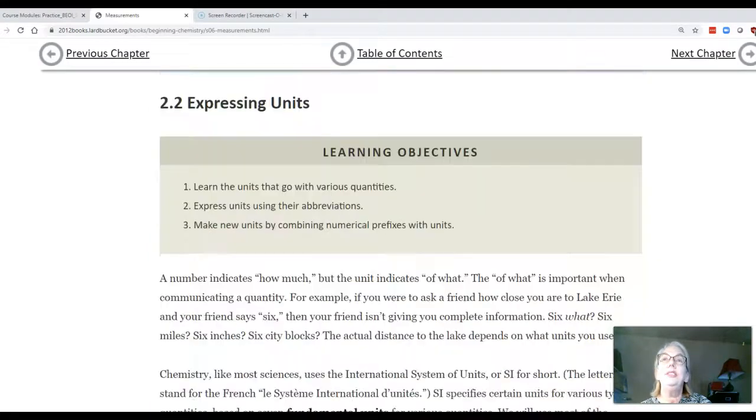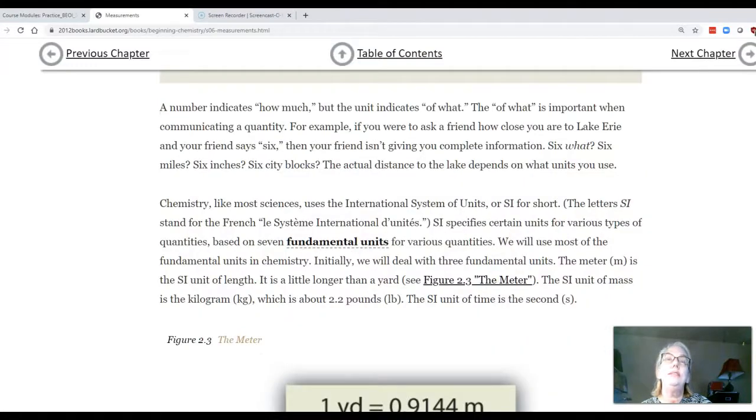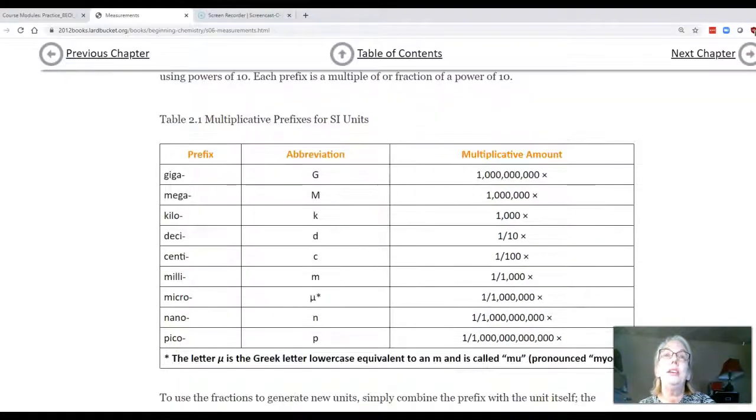The next section is 2.2, talking about units. Whenever we use numbers in chemistry, we use a number and a unit. So make sure you understand the different units that we're going to use. We're not going to change from metric into English measurements, so you don't need to worry about those conversions. We're just going to use metric units, and these metric units are really important. So please start learning these. It'd be good if you started memorizing these, because we'll use them a lot.